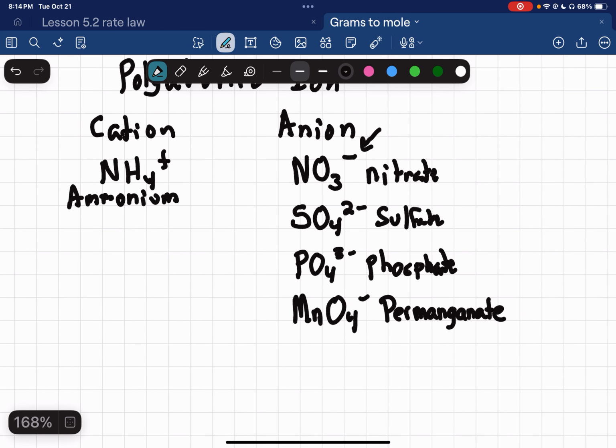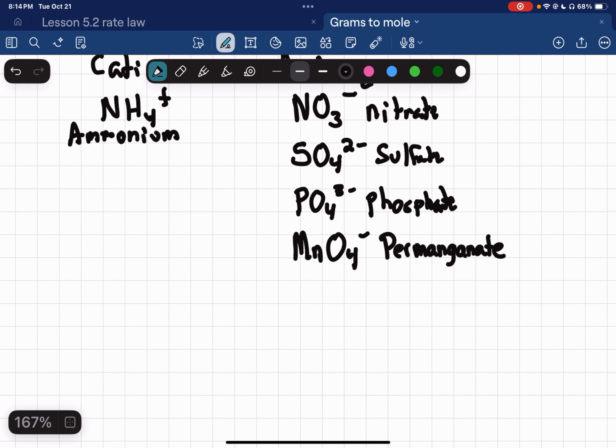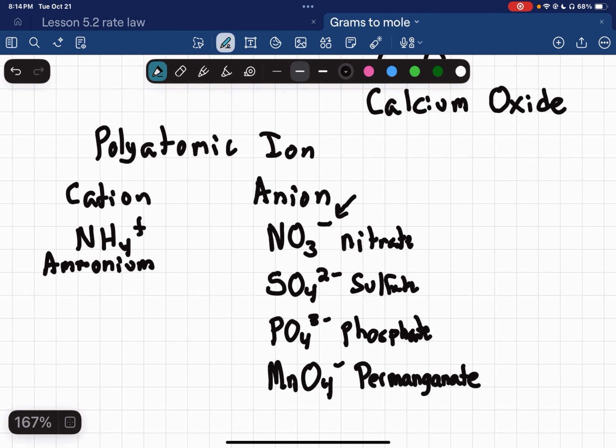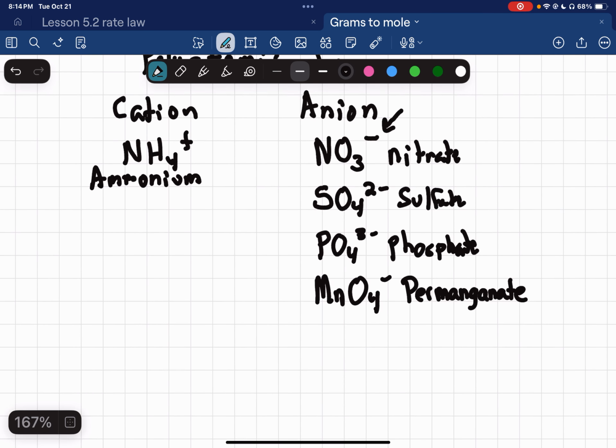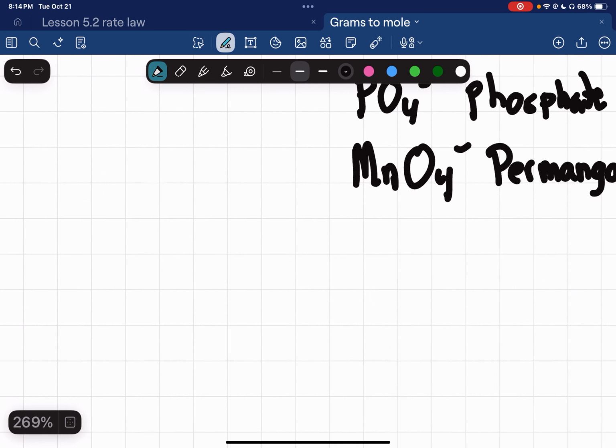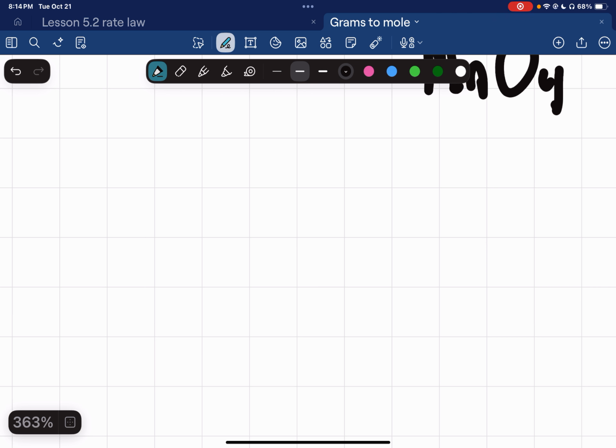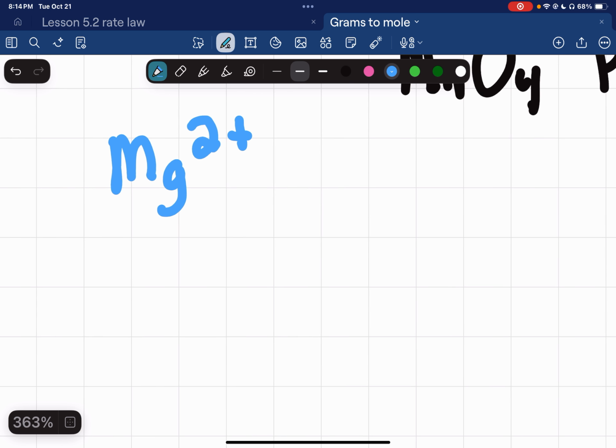Okay. Now let's get to the crux of what we're actually trying to do in this lesson, and that's how to write chemical formulas, or specifically ionic formulas, using polyatomic ions. So let's take, for example, a regular old monoatomic ion. Let's say magnesium. So we got Mg. And if you remember, the oxidation number for magnesium is 2 positive. We can get that from our periodic table by simply seeing how many valence electrons it has and how many it's going to lose.